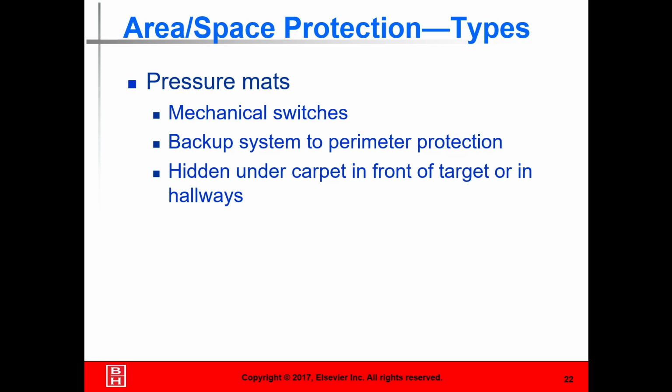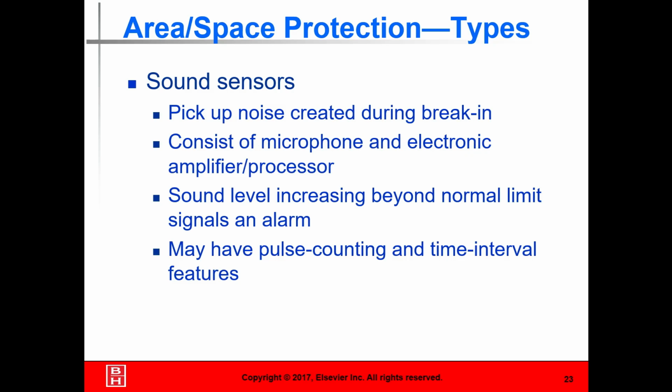Pressure mats are basic mechanical switches. Pressure mats are most frequently used as a backup system, or used to trap. Sound sensors detect intrusion by picking up noise created by the burglar during an attempt to break into the protected area. These sensors consist of a microphone and an electronic amplifier. When the sound level increases beyond the limit of normal encounter, they will pick it up.